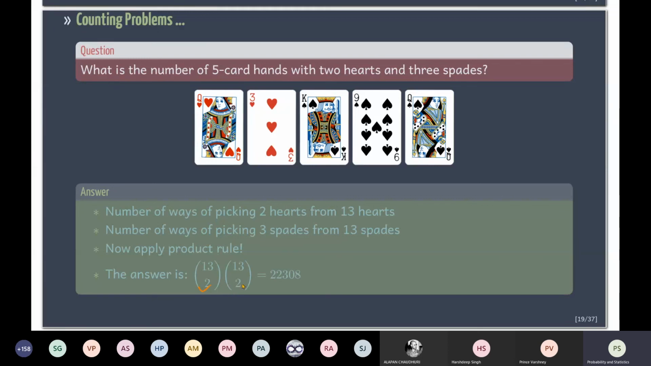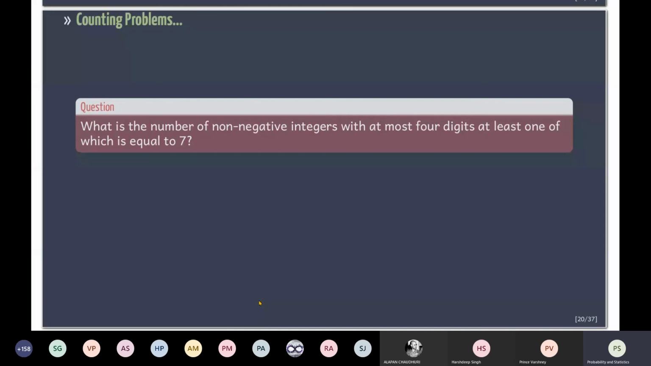13 times 2 and 13 times 13 choose 3. Okay. So I hope this answer is still correct. Okay, I may have done a typo here. Okay, let us see another problem.